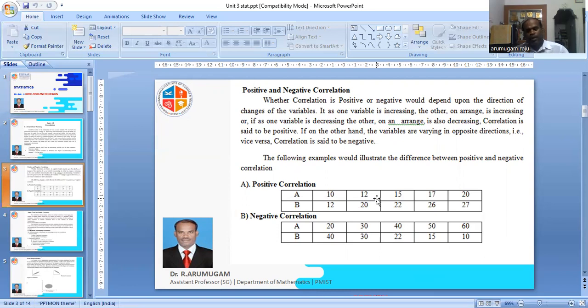The positive and negative correlation. Positive correlation is nothing but both A and B are in the same direction. That means if one variable is increasing and the corresponding other variable is also increasing, the given correlation is said to be positive. Otherwise, it will be negative. You can give any example for the positive and negative correlation.